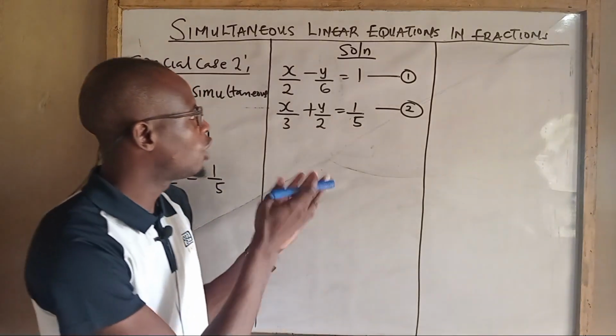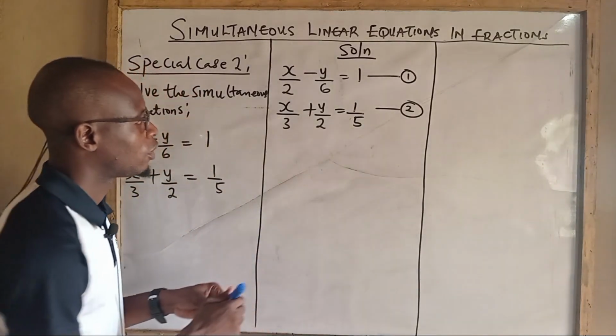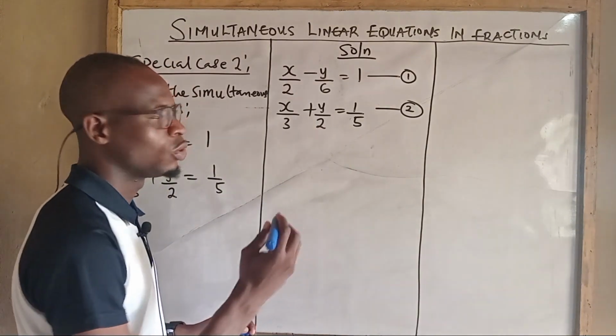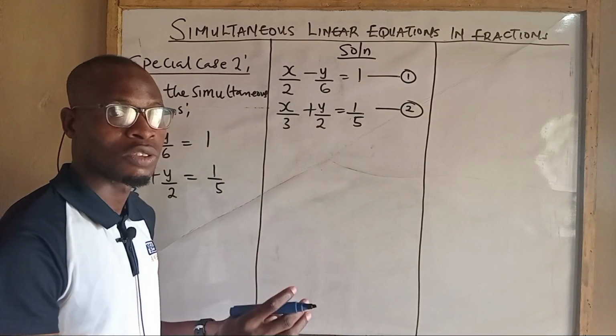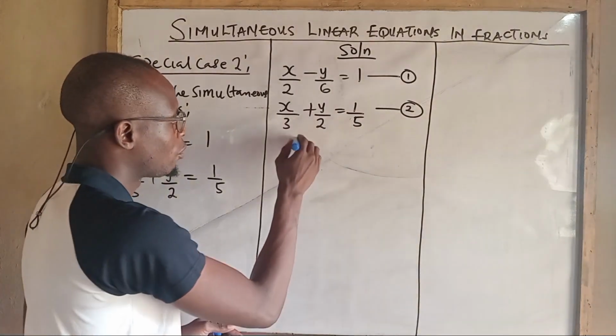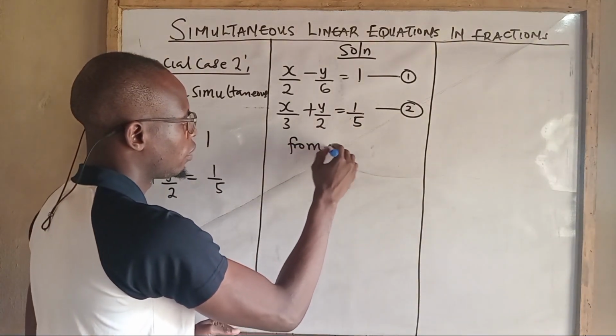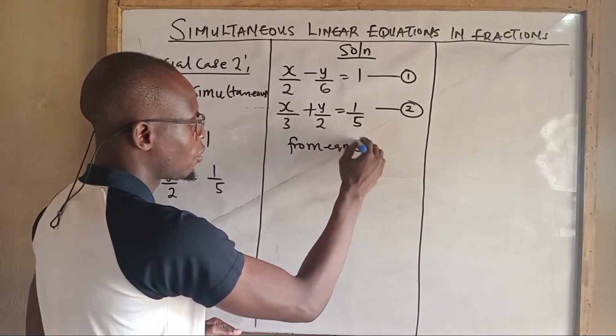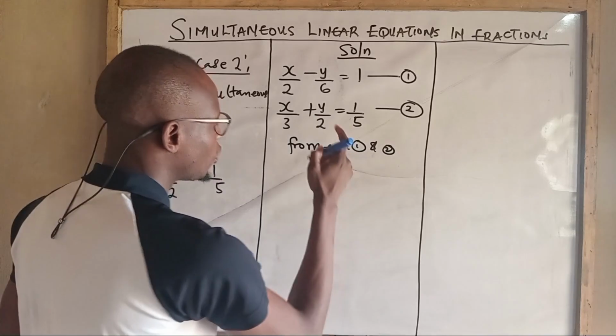Now, how do we solve problems like this? Good. The first thing you should take note of is the fraction. You have to find a way of eliminating the fraction. Now, let me combine equations 1 and 2. So let's start with equation 1 first.